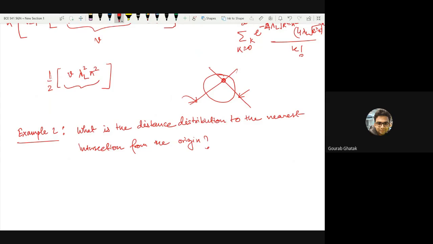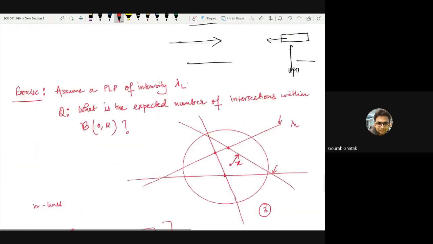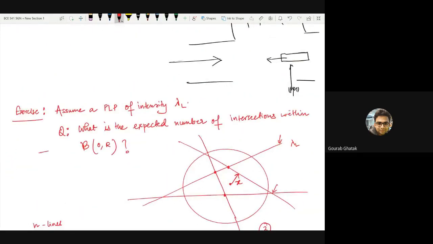So you see what you have to do. You have to say that if my nearest intersection occurs at a distance of x, what you will account for is the probability that there are no intersections within a circle, right? In this case, we have found out the expected value of this number. What you have to find out is the probability that there are no intersections in this circle, right? In that case, things become very, very tricky.